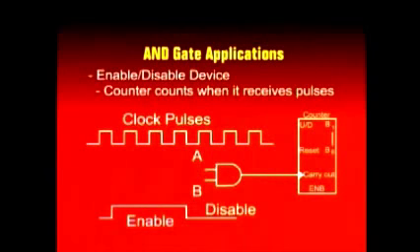Now, the AND gate has the input A and another input B. The clock is connected to input A of the AND gate, and the input B is connected to a switch. If the switch is set to 1, the AND gate would allow the clock pulses to be available at its output. So the counter would start counting. If the input of AND gate B is disabled or set to 0, what would be the output of the AND gate? It would be 0. So no matter what the clock is, whether it is high or low, the output would remain as 0. So in fact, by setting the input B of the AND gate to 0, you have disabled the output; the output remains as 0, and the counter does not count.